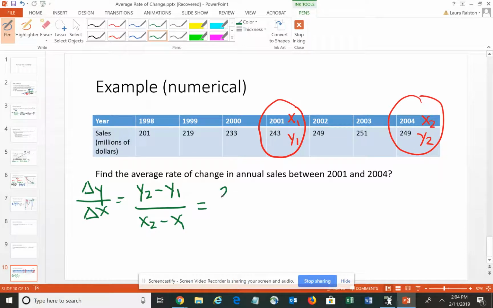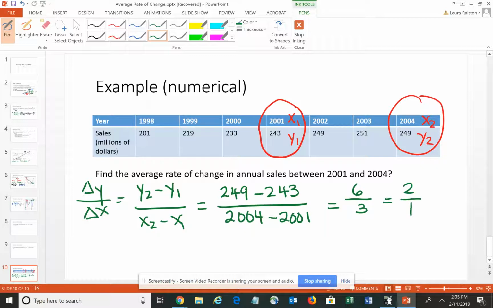So I would have 249 minus 243 divided by 2004 minus 2001. So that gives me 6 over 3, or 2 to 1. So basically, between 2001 and 2004, the annual sales increased by $2 million per year. Okay, that's how you interpret it if you needed to interpret it.